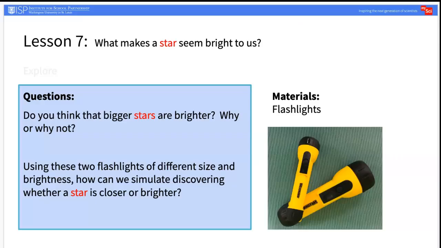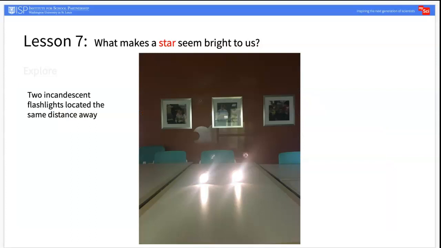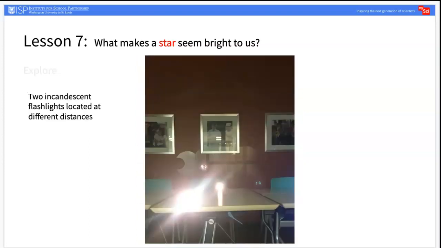In the Explore portion of this lesson, students will conduct an investigation to determine if bigger stars are brighter. Students will use flashlights to carry out this investigation. To begin with, students will gather in one spot of a dark room. They represent an observer on Earth. Students will observe two large flashlights that are the same distance away. Then they will make observations after one of the flashlights is moved closer and one is moved further away.